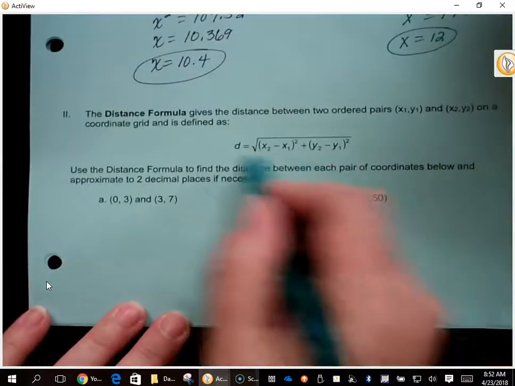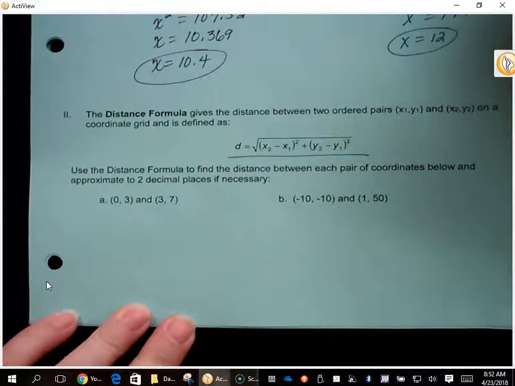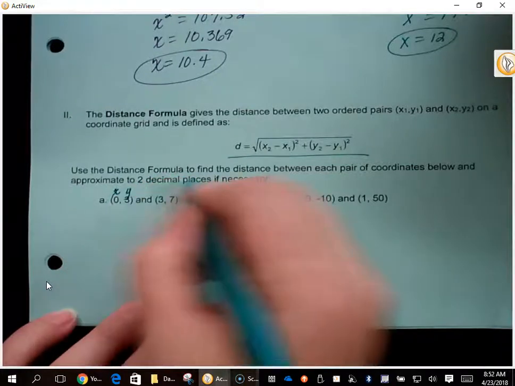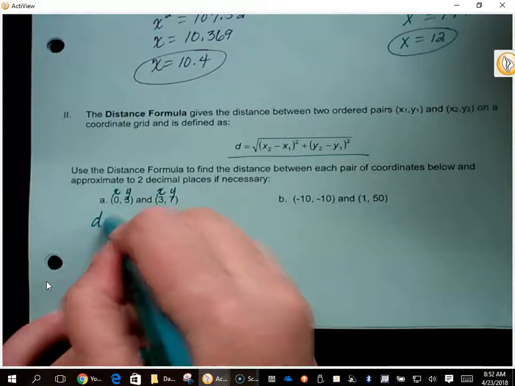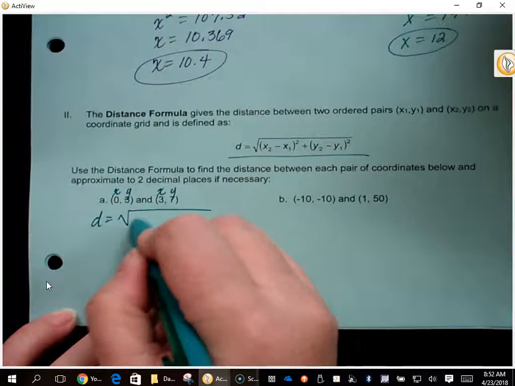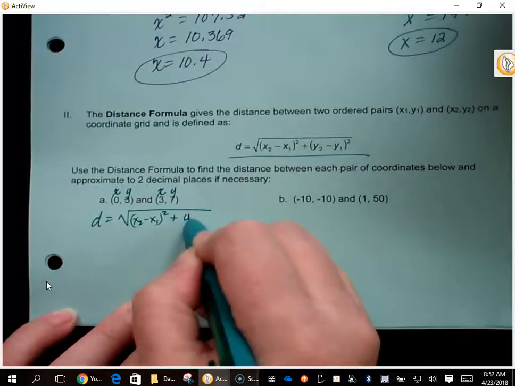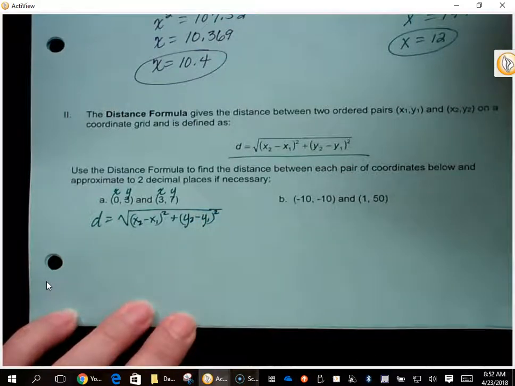Okay, so for part 2 it says to use the distance formula, and they actually give you the distance formula. The cool thing here is it says to approximate to 2 decimal places, which means we're going to get to use our calculator. The hardest part, though, is to remember that ordered pairs are x, y. They're in alphabetical order. So when we set this up, we know the distance is the square root of x2 minus x1 squared plus y2 minus y1 squared, which is really the Pythagorean theorem. But I'll save that for another day.